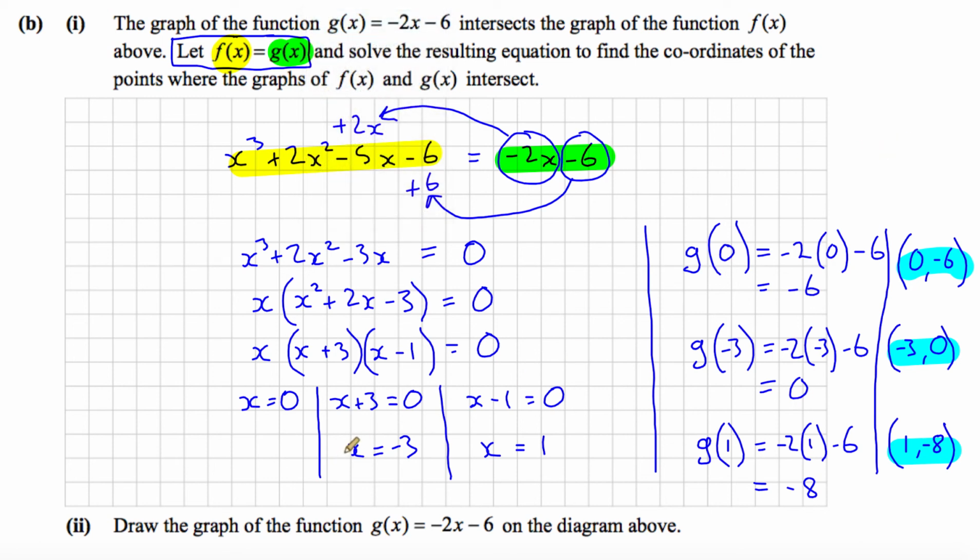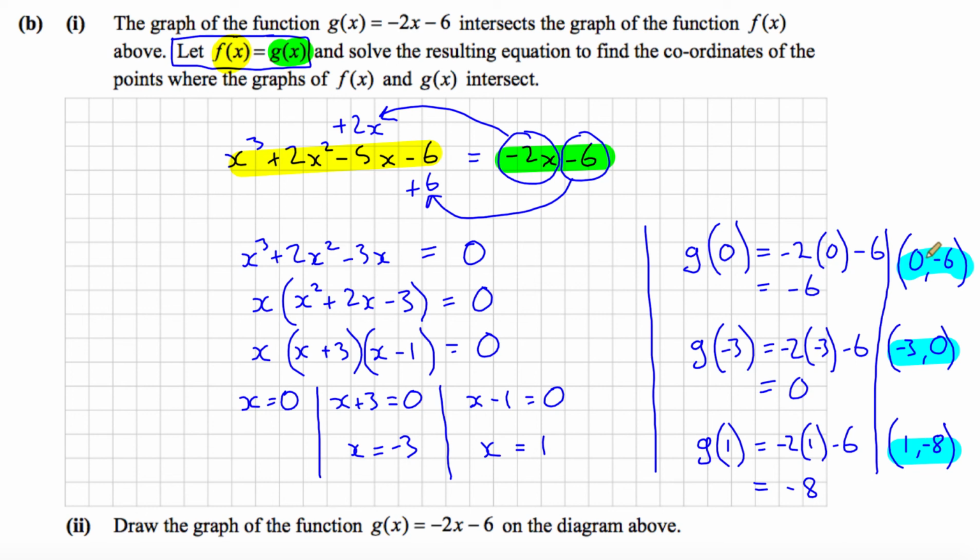Okay, part 2 then. The last part says draw the graph of the function g of x equals minus 2x minus 6 on the diagram above. Well, if I found the points of intersection, I know that these points are on g of x. So I can just plot two of these points and draw the graph from there. I know it's a line because the highest power of x is 1.